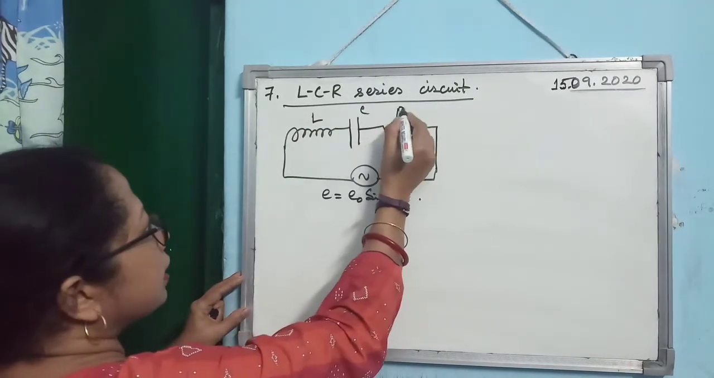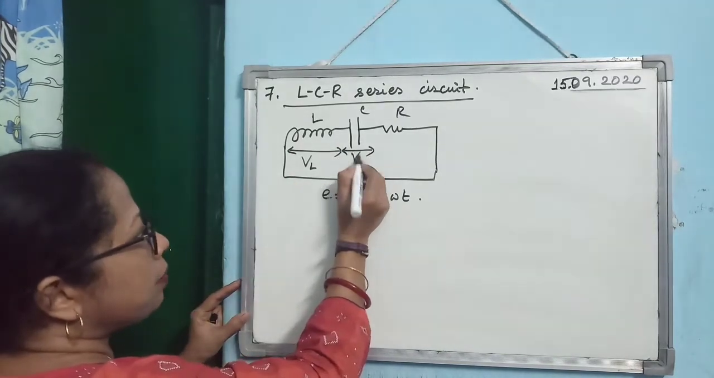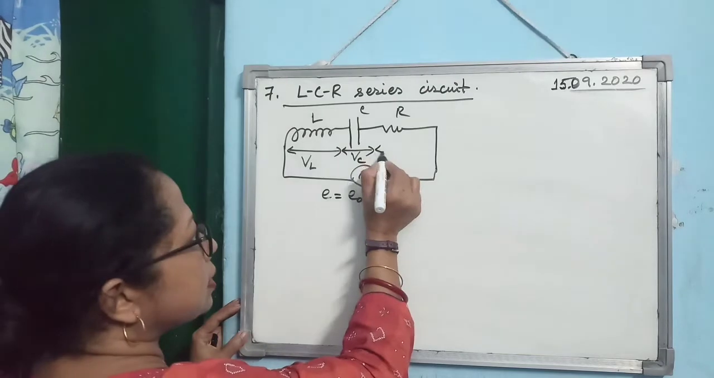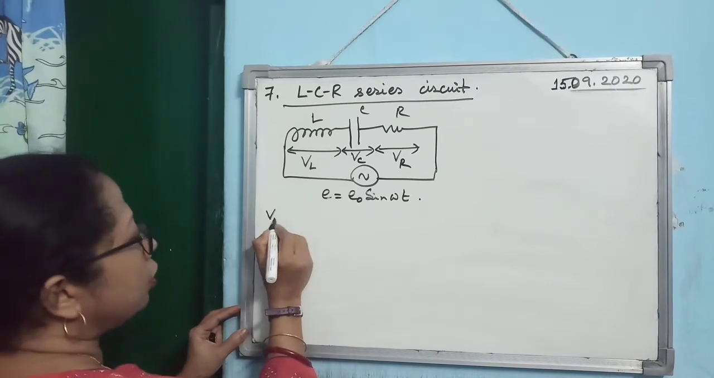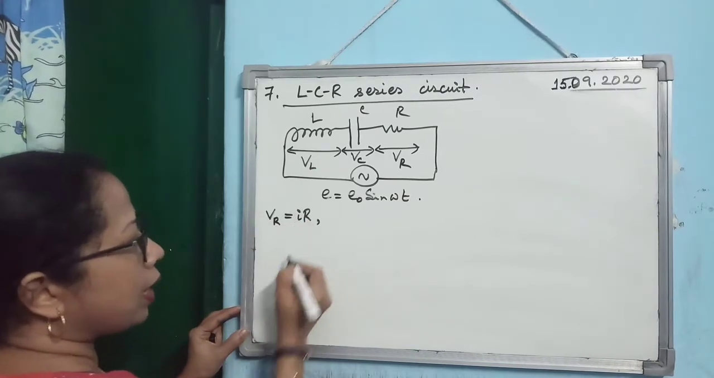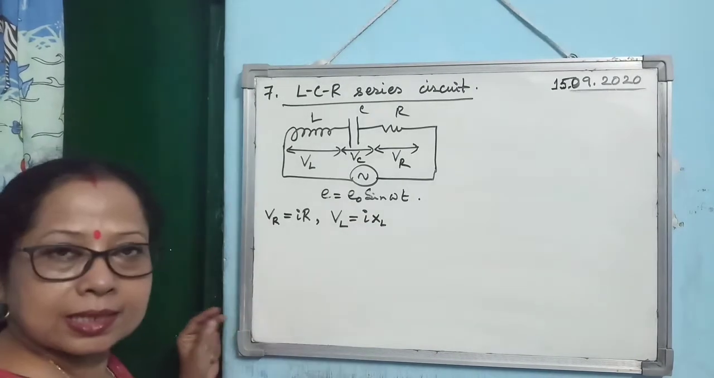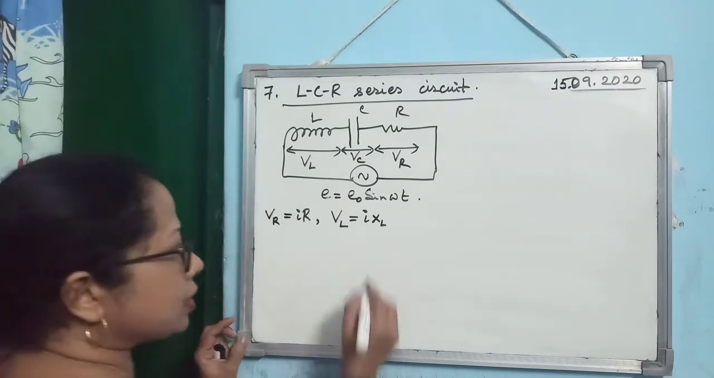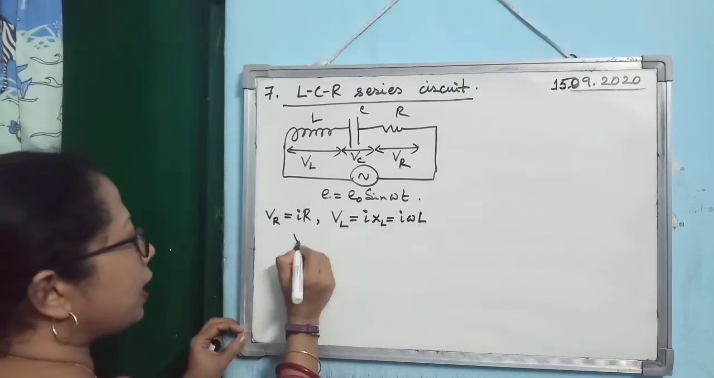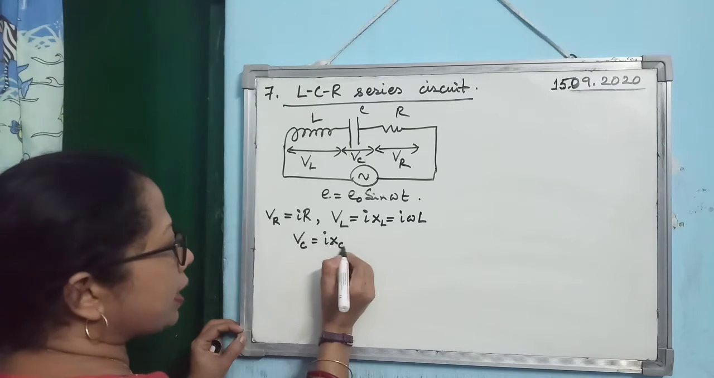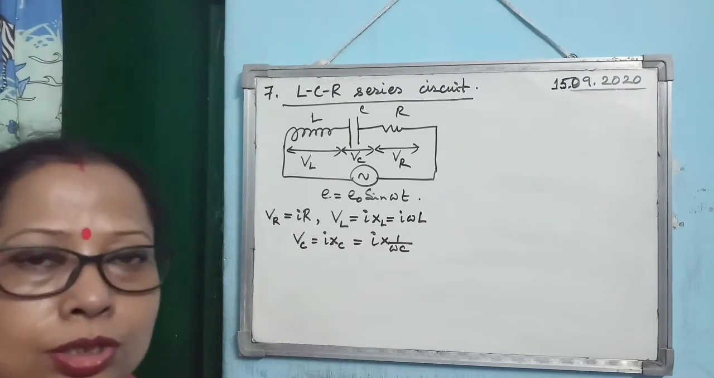And if you consider that VL be the potential drop across the inductor, VC be the potential drop across the capacitor, and VR be the potential drop across the resistance, then you know VR is equal to I into R, current into resistance. Then VL is I into XL, because XL is known as the inductive reactance, means the resistance offered by inductor, and XL is omega L, so it is I omega L, and VC is equal to I XC, and it is I into 1 by omega C, and omega is equal to 2 pi f.